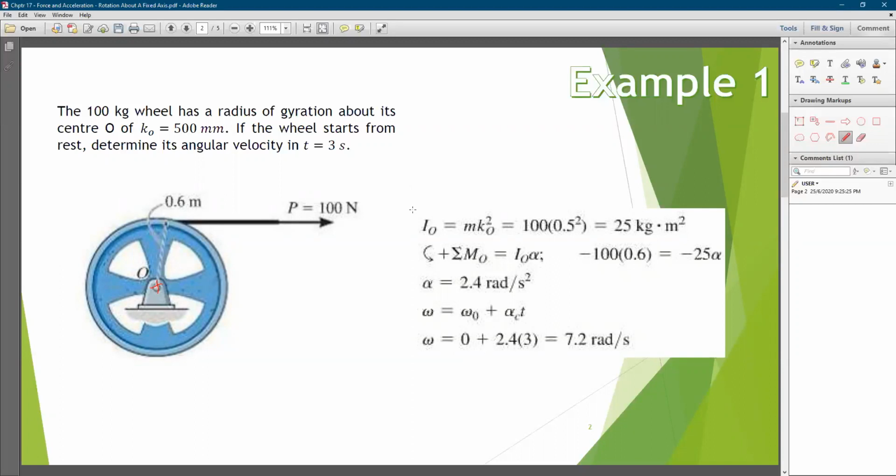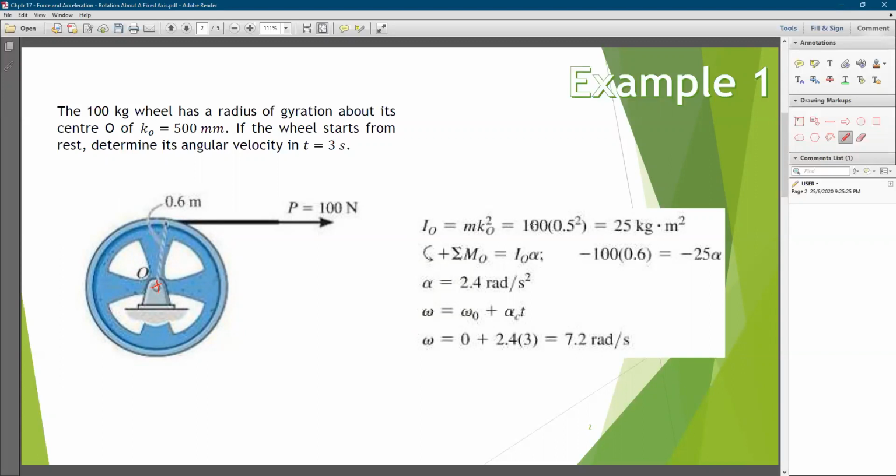Okay, to solve this problem, we need to first calculate the mass moment of inertia of the wheel at point O. For this particular shape, the mass moment of inertia is equal to m r square, or here we use k subscript o square, and that is equal to 100.